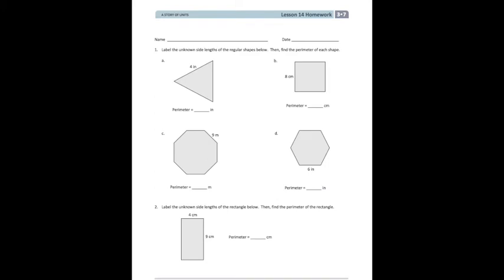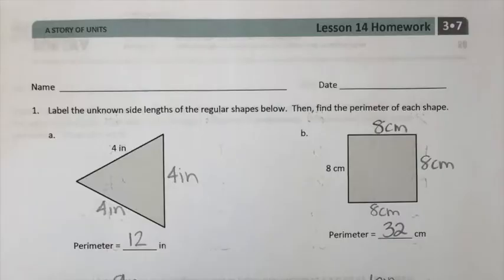Okay, so first thing we're going to do is go over the lesson 14 homework, and we're going to start with questions 1 and 2. Something I hope you noticed in the instructions is that it says label the unknown side lengths of the regular shapes below. If a shape is a regular shape, like a regular triangle or a regular square, that means all the sides are the same length. So if you look at this and it has one side length labeled, that means you have all the side lengths of that shape.